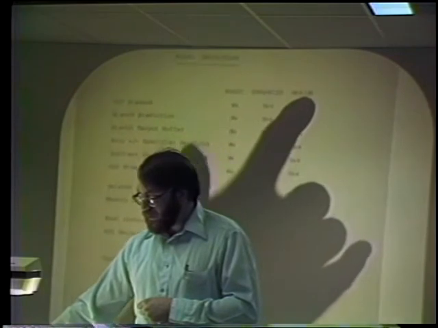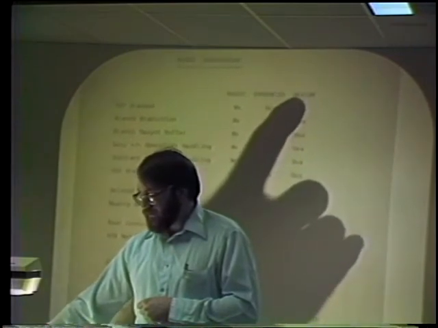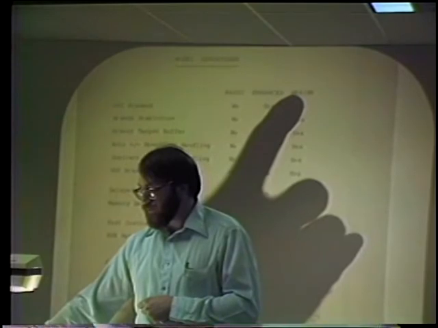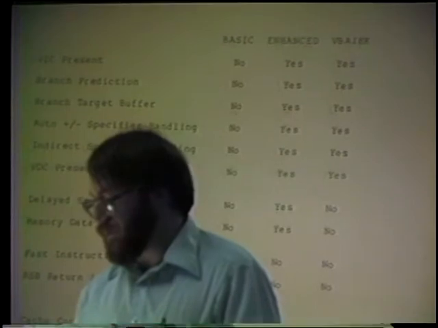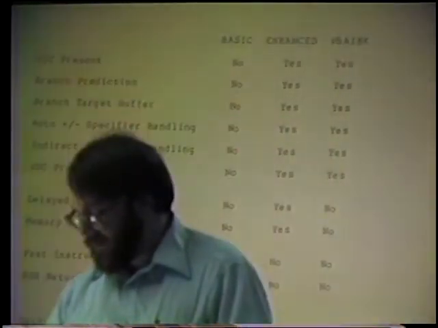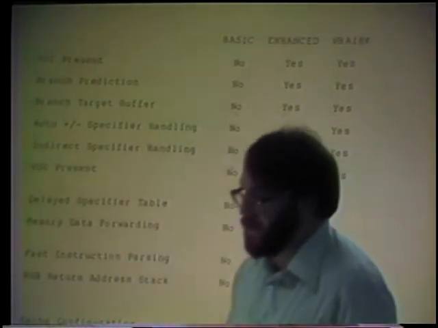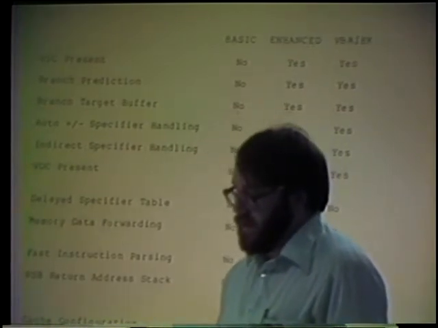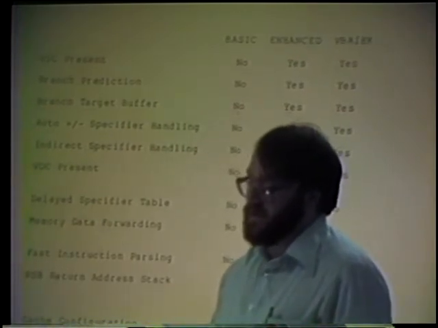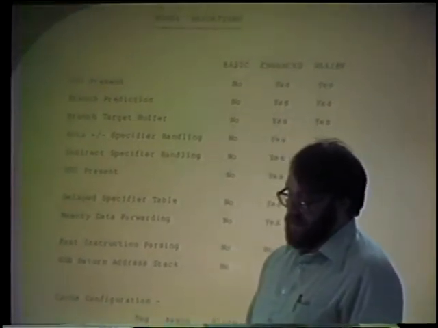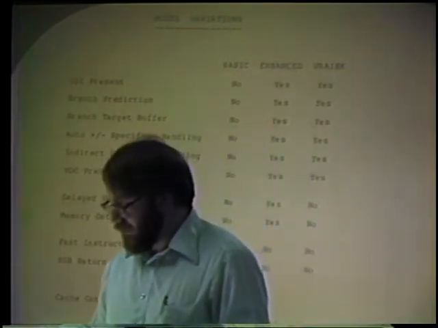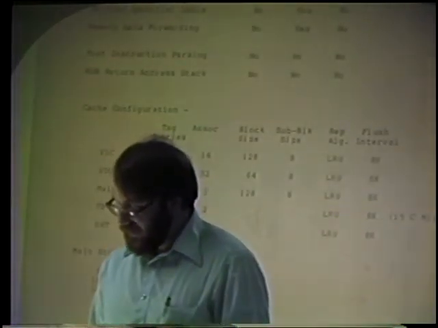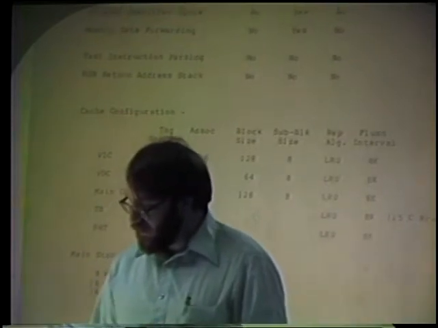I think we will. And then the VB-AIK machine is just a mnemonic for both virtual caches present, branch prediction present, auto increment decrement specifier, indirect specifier handling, and an 8K cache flushing. For this class of experiments, they were all the caches, the branch prediction, not the branch history table, but the branch target buffer. The VIC, VDC, and main TB and main cache were all flushed every 5,000 instructions. Configurations for the caches and main store are there.